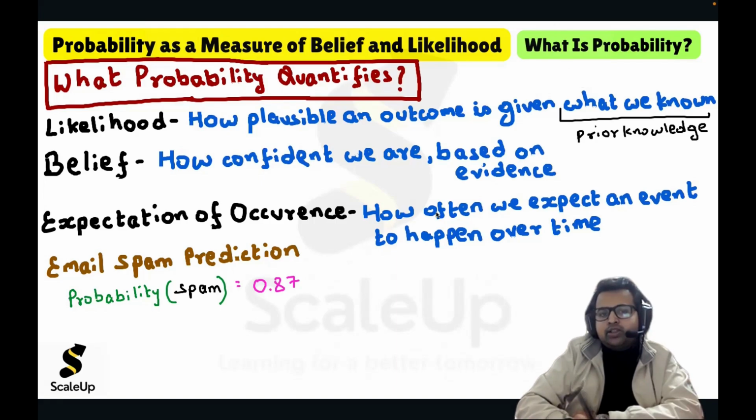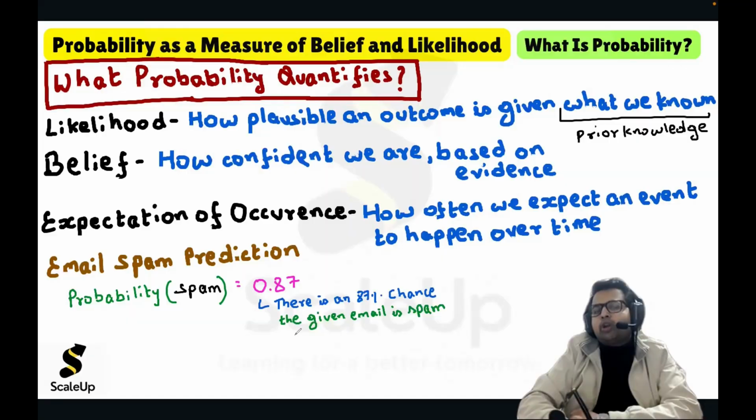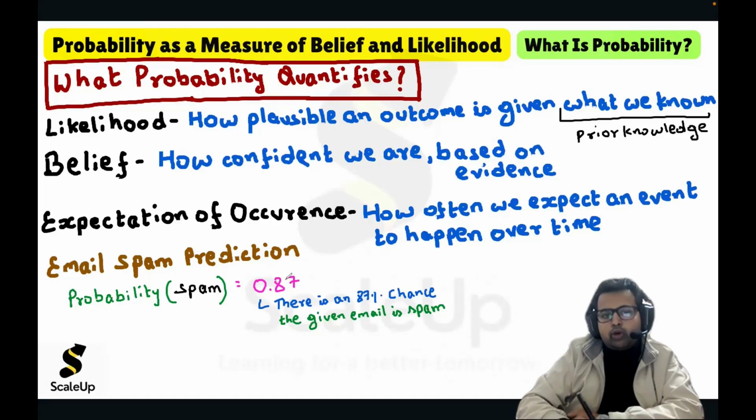So here this 0.87, what is it telling? It's telling that there is an 87% chance the given email is spam. So whatever email we provided to the model, there is an 87% chance that that email is spam. So we are quantifying the chance, because here it is an 87% chance. With this quantification, we are able to do it because of probability.